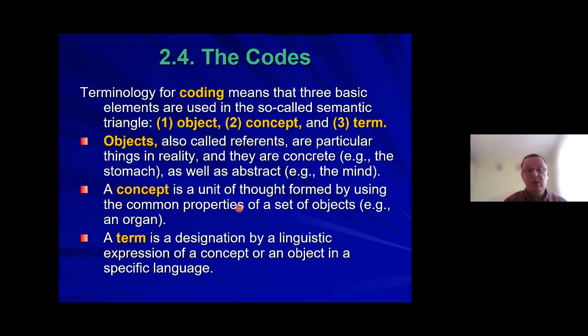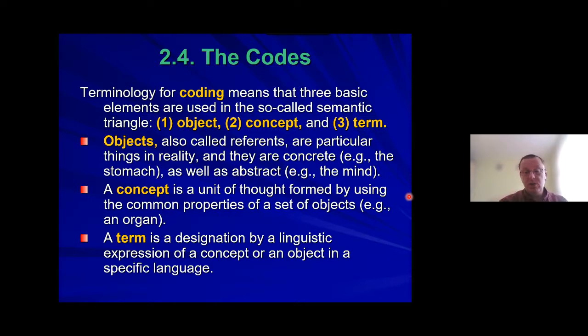Okay, now let's move into codes, because it's more interesting for me especially. Terminology of coding means that three basic elements are used in the semantic triangle: object, concept, and term. Object is a reference to particular things in reality. It could be a concrete physical, technical, or biological object, or it could even be abstract, like mind, love, rule, or so. But in this case, it's object.